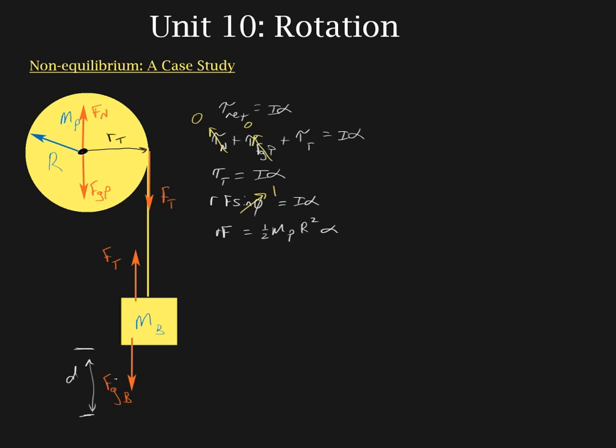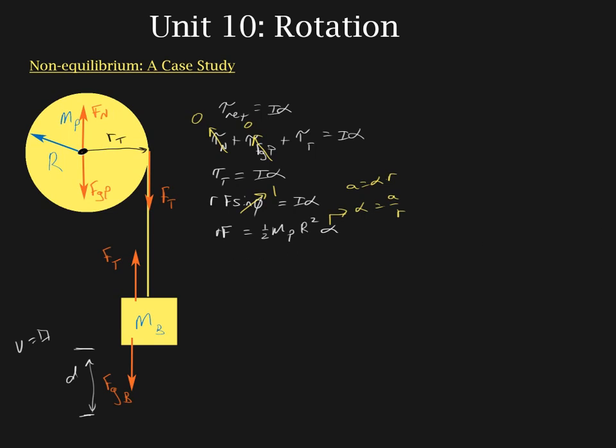Now, in this problem, our objective was to determine the final velocity after the block falls through some distance d. So because we're doing that, and we know that the tangential acceleration of the pulley is going to be the same as the linear acceleration of our block, we need to go from angular acceleration to translational acceleration. And for that, we use our bridge equations. So we have alpha is equal to A over R. Remember, that comes from A is equal to alpha R.